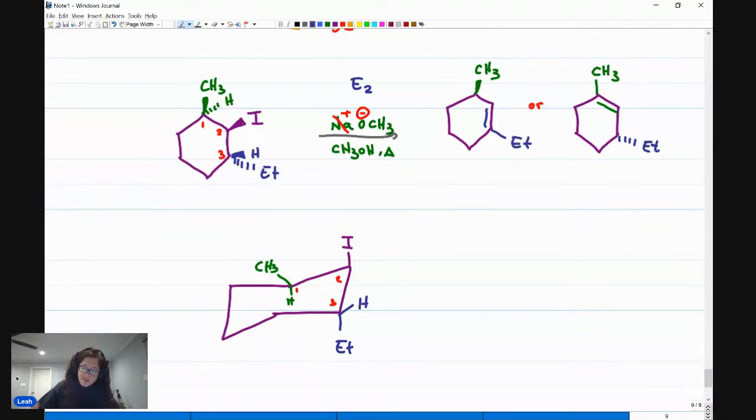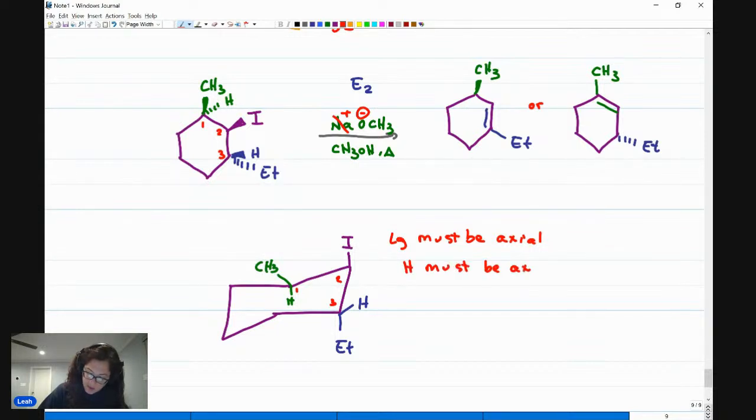It has to be axial, and the iodine, the leaving group, also has to be axial because they have to be lined up so that their electrons can move like dominoes. When I put this axial, so rule number 1, the leaving group must be axial. And then rule number 2, the hydrogen must be axial as well. That means it cannot be this one. It has to be this one. And watch that domino effect happen.